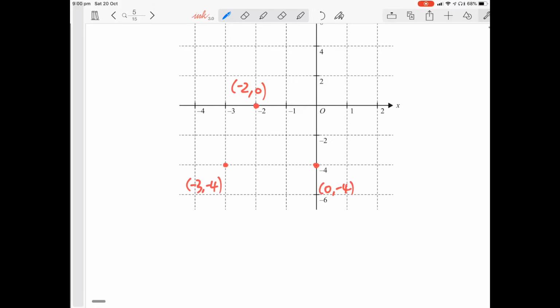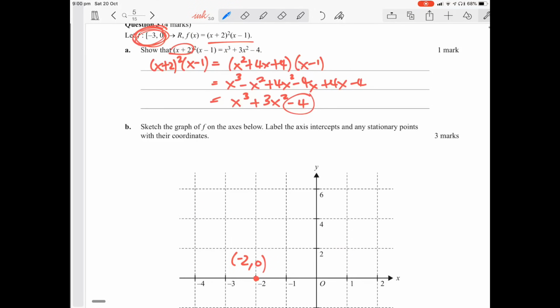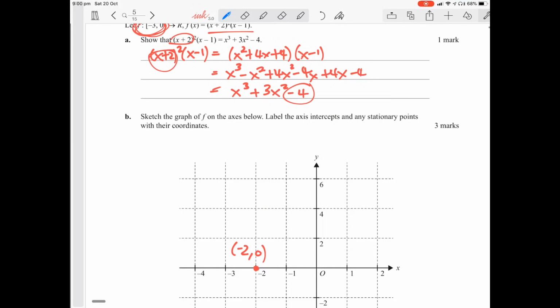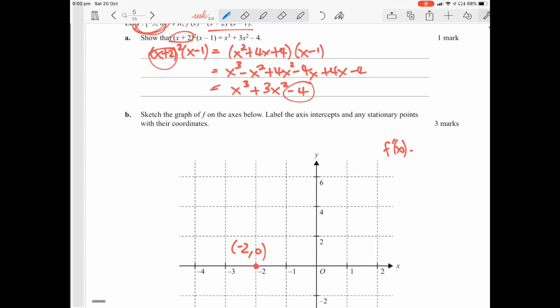Okay, so my graph's got to go through those points. We know that one of the turning points is that one, but we need to find out other turning points. So if we say f dash of x is, just simply derive this, 3x squared plus 6x, f dash of x equals 0. So I get 3x(x plus 2) equals 0. So x equals 0 or -2.